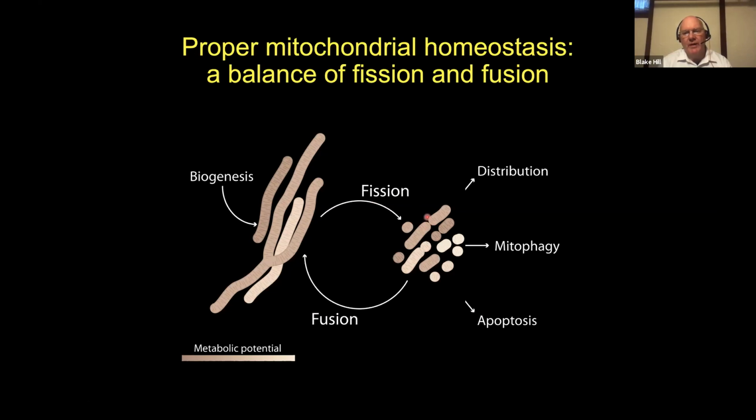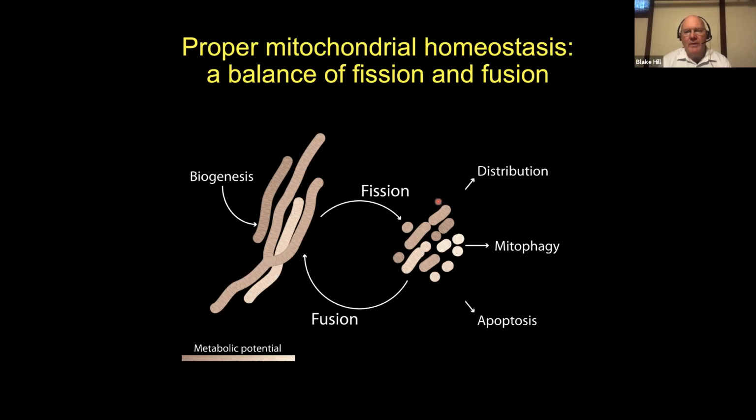checkpoint in which healthy mitochondria, represented by these darker shades, could undergo fusion and regain to the healthy pool. Then fragmented mitochondria may be distributed to where they need to go, or taken out to the trash through autophagic processes, or if things are really bad, apoptosis. So this is sort of a general thought of the process.